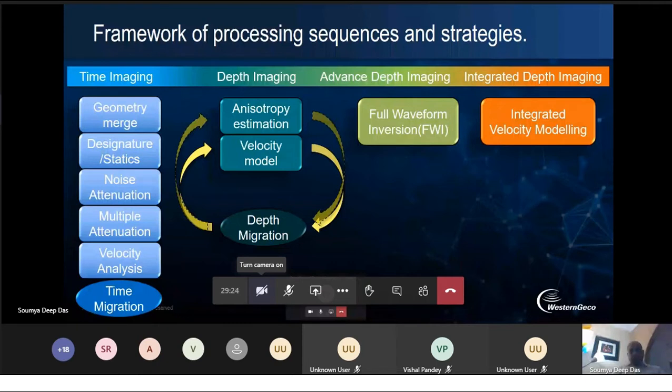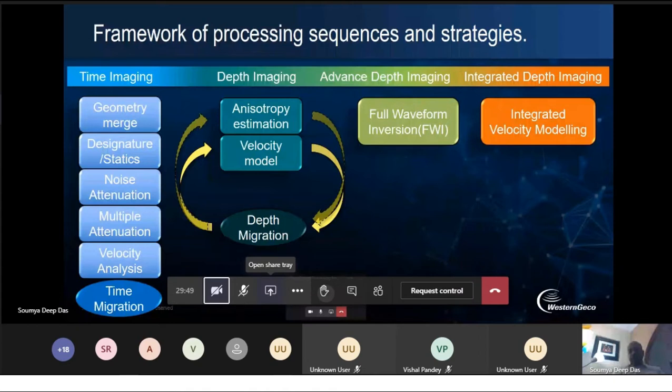I will be breaking my presentation into time imaging, which is pretty basic, but it contains a lot of advanced algorithms, which I will be presenting. Then the depth imaging, which is velocity model building and depth migration. Then advanced depth imaging, which is full waveform inversion or FWI. And then integrated depth imaging, where we integrate different kinds of aspects to get a very geologic earth model. So as you see in time imaging, there are many blocks in that. But here I have put the main building blocks that are necessary, important, and we can't move ahead without doing that.